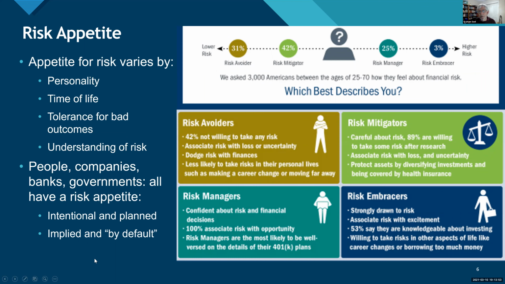And that's where we come to risk appetite. There's this article I came across where somebody did a survey asking 3,000 Americans, not a particularly big sample size, but it makes sense, 3,000 Americans between the ages of 25 and 70, how they feel about financial risk. And they're asking a number of different questions to kind of arrive at this continuum. But some people are right down on the risk avoider level. 42% are not willing to take any risk. They think they're not willing to take any risk.